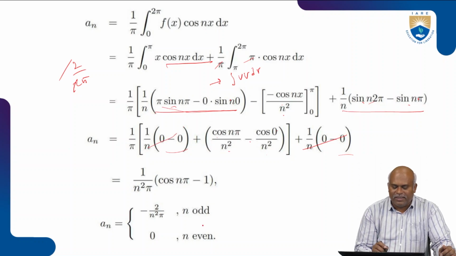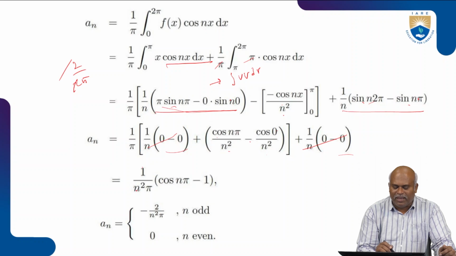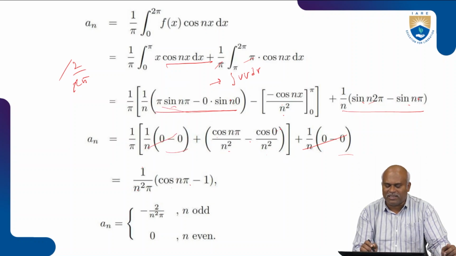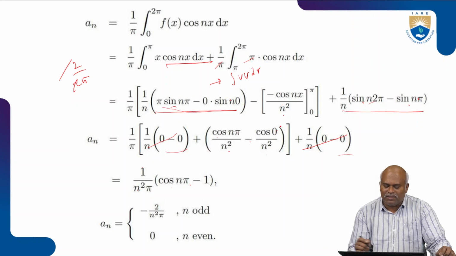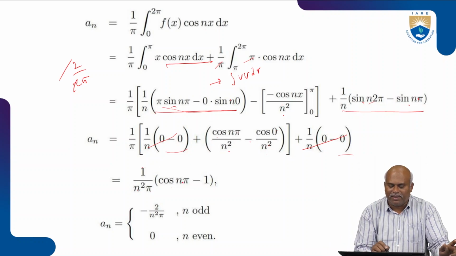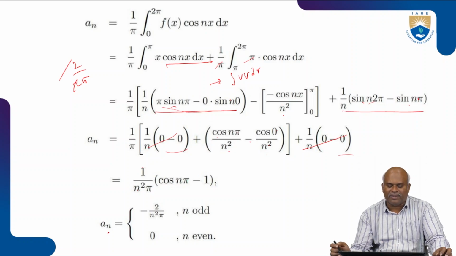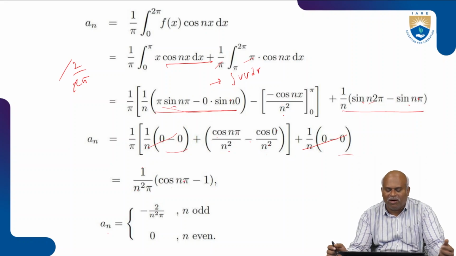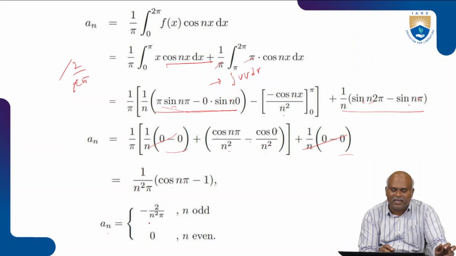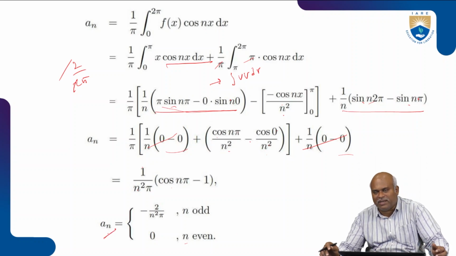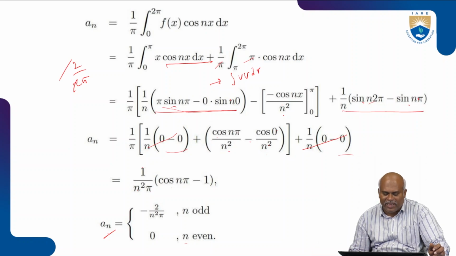Okay, but in the case of 1 by n square pi, cos n pi minus 1, the cos 0 is represented as 1. So this n we take out, then what will be represented? Cos n pi minus 1 is 1 by n square of pi. Now for a of n, you can substitute an odd value. N is represented as an odd value, and its output is minus 2 by n square pi. If you substitute n as an even value, it's represented as 0. This is the first Fourier series coefficient, a of n.